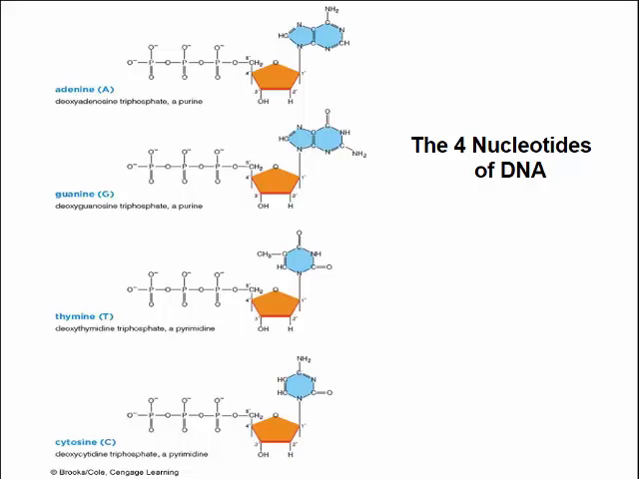Here you see the 4 nucleotides of DNA. Please notice in this diagram that there are 3 phosphate groups attached to each of them. As they are used in the production of DNA, 2 of the phosphates would be removed, and the additional energy released helps to build the molecules of DNA. So here we see the pentose sugar, which in the case of DNA is going to be deoxyribose. Notice there's not an oxygen on this carbon. And here we see our 4 nitrogen bases.